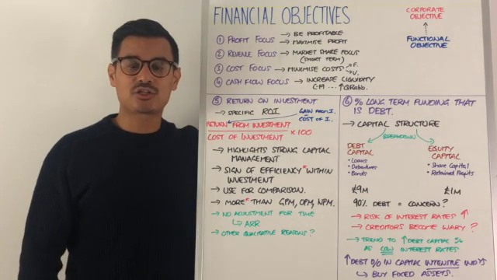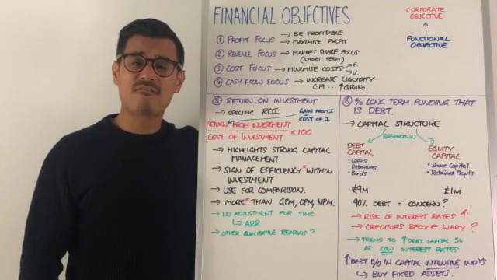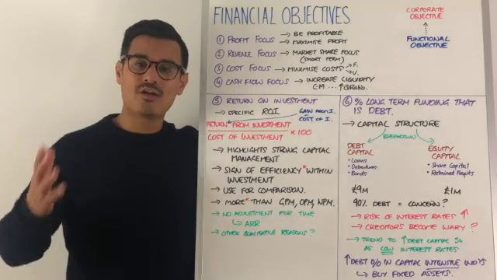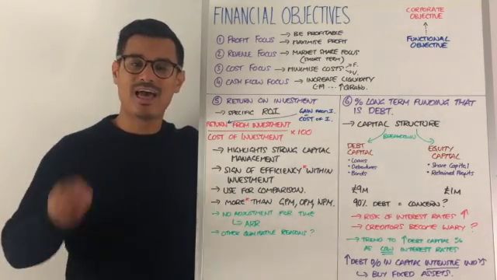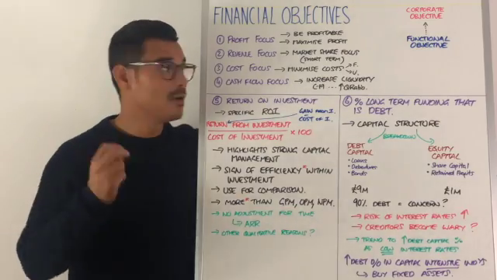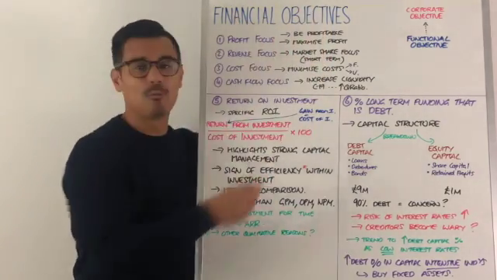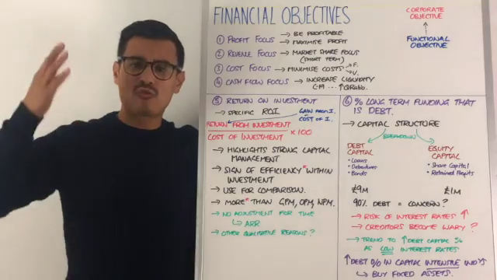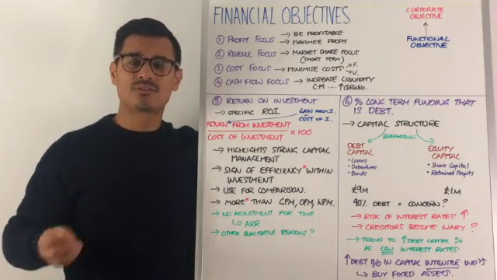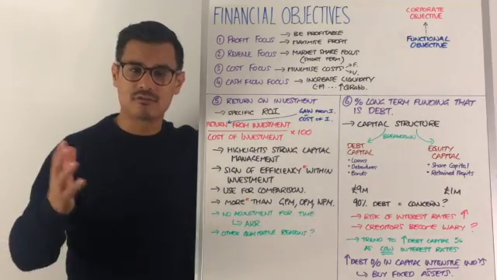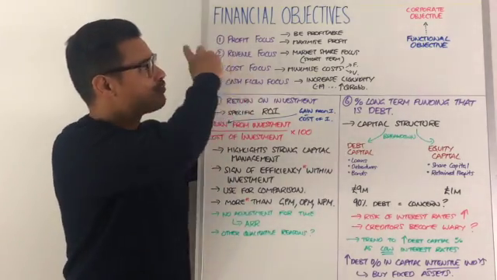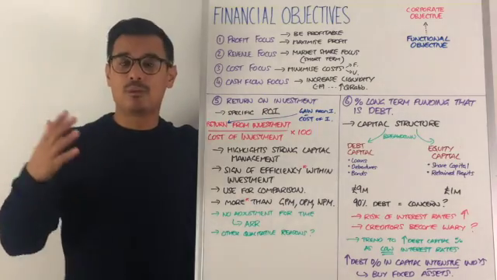Session on financial objectives. When we're thinking about financial objectives, we know that's a type of functional objective or departmental objective, and that is going to be driven by the overarching corporate objective. Now, the four most basic types of financial objectives, that if you did GCSE business you will be very much aware of, are the following. So a financial objective could be a profit focus.